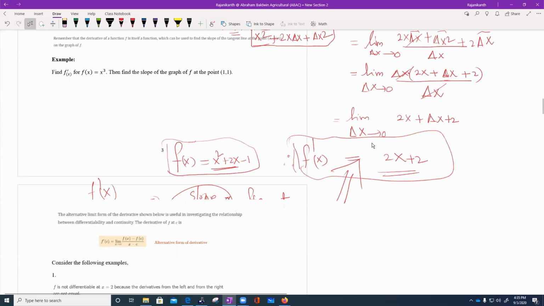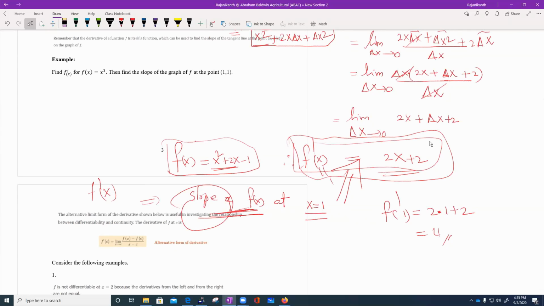We have the formula for f prime of x, simply plugging 1 over there to find the slope of f at the point 1. So f prime of 1 is simply 2 times 1 plus 2, right? This is multiplied. So that is going to be just 4, right? You see now, very easy once you have the slope function. You could find the slope at any point.